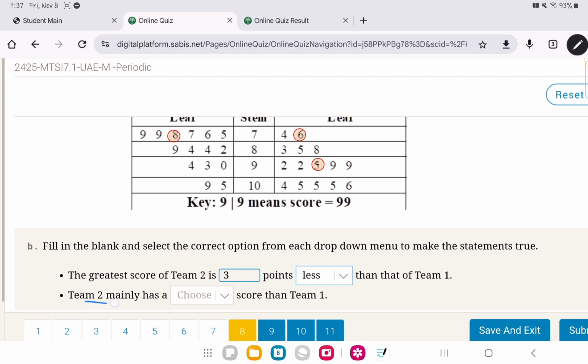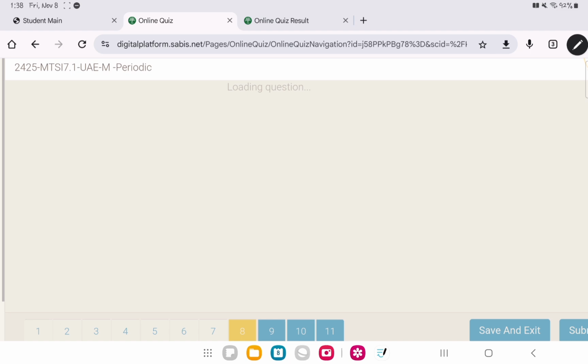Now they told us team 2 mainly has, looking at team 2, it has more scores in the 90s and the hundreds than Team 1, okay? Because Team 1 has what? Relatively low scores, which are like in the 70s and 80s, more than the 90s and hundreds. So Team 2 mainly has a higher score than Team 1.